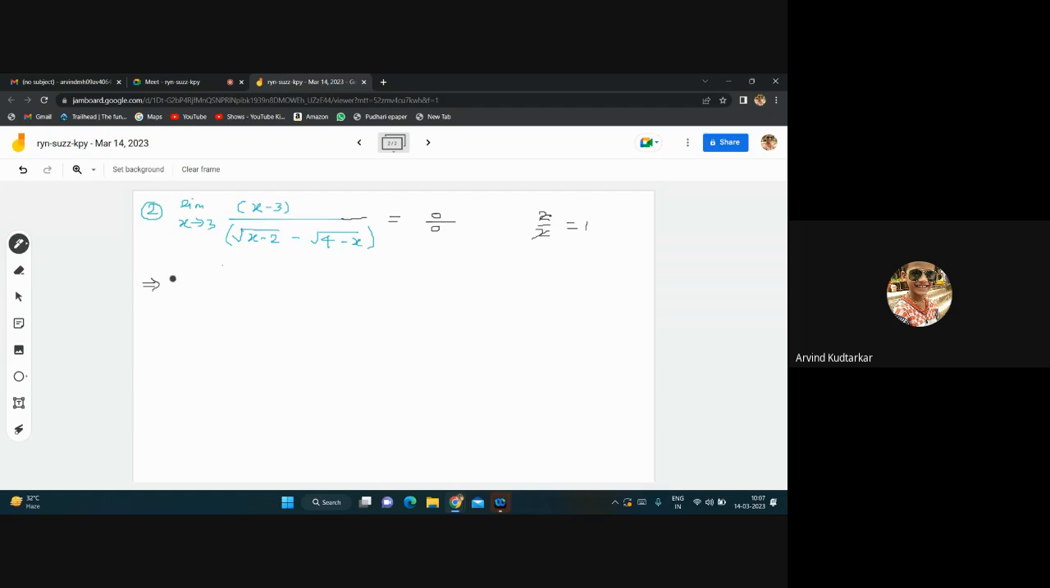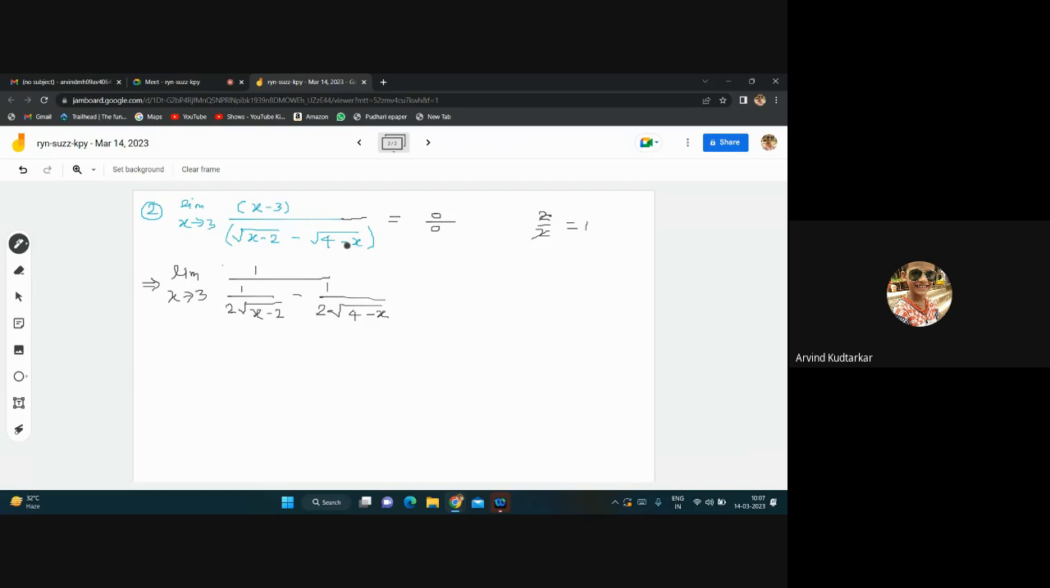So limit as x tends to 3, take the derivative of numerator. What is the derivative of the numerator with respect to x? It is 1 upon twice into root of x minus 2, minus 1 upon derivative of denominator; the derivative of root of 4 minus x is 1 by twice into root of 4 minus x.